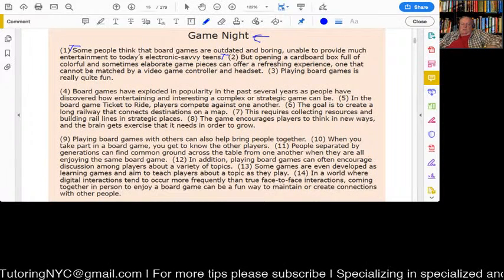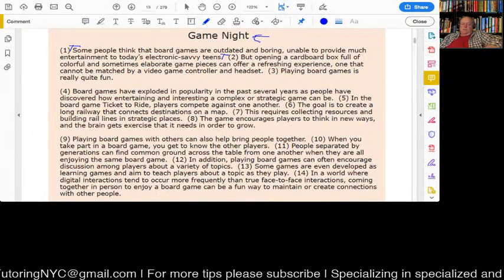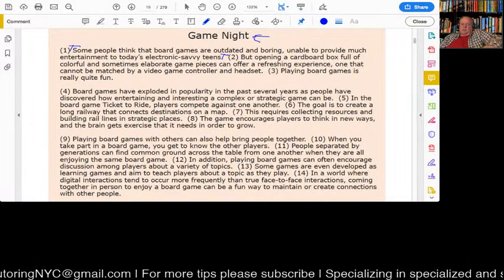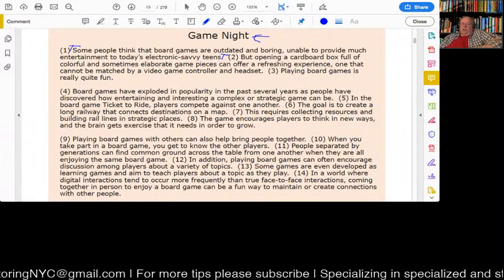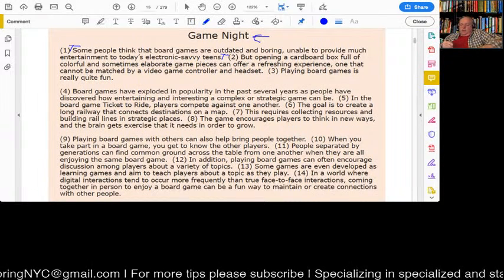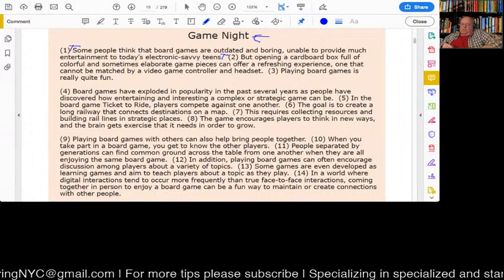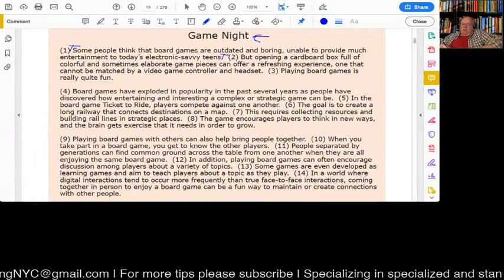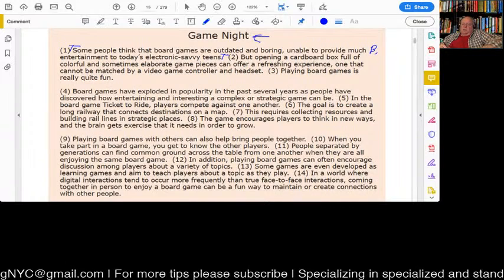So let's see what else it says. "Some people think that board games are outdated and boring, unable to provide much entertainment to today's electronic savvy teens. But opening a cardboard box full of colorful and sometimes elaborate game pieces can offer a refreshing experience, one that cannot be matched by a video game or controller. Playing board games is really quite fun." Now you're told to underline and circle. Let's do something on the side here. So it's talking about board games, right? I'm just going to use my own code, BG.